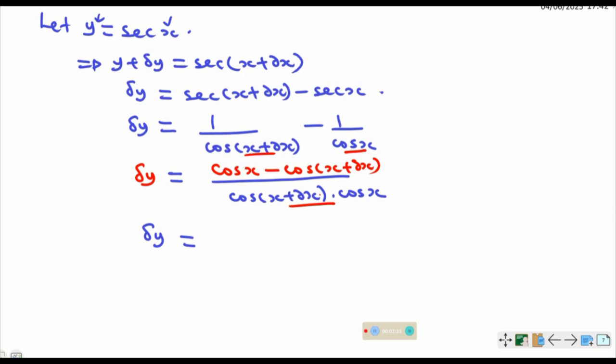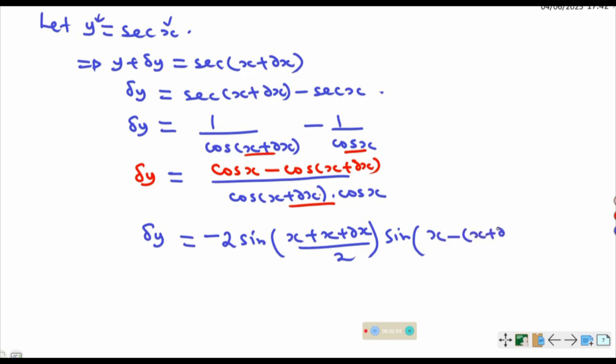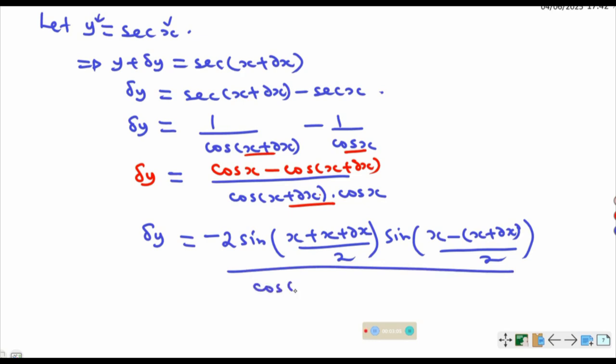So we shall say cos followed by cos is -2 sine of x plus x plus delta x divided by 2, then sine of x minus x plus delta x. The whole of this is also divided by 2. But the whole of this expression is divided by cos of x plus delta x, then times cos of x. That is basically what we have.